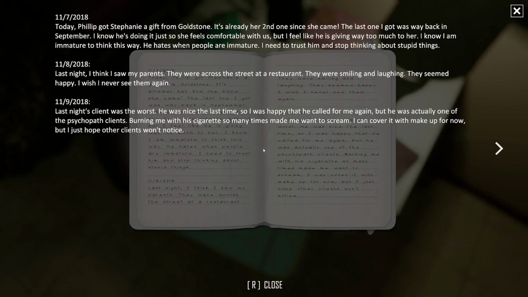7th of November. Today Philip got Stephanie a gift from Goldstone. It's already her second one since she came. The last one I got was way back in September. I know he's doing it just so she feels comfortable with us, but I feel like he's giving away too much to her. I know I am immature to think this way. He hates when people are immature. I need to trust him and stop thinking about stupid things.